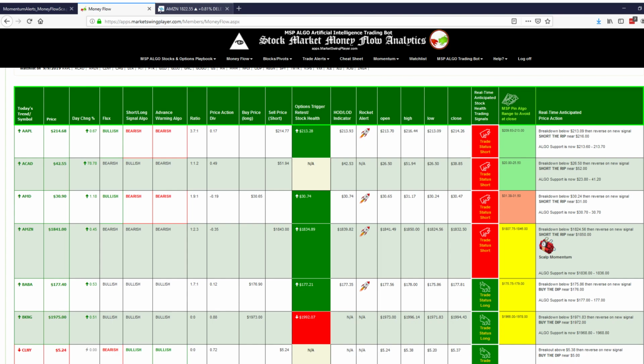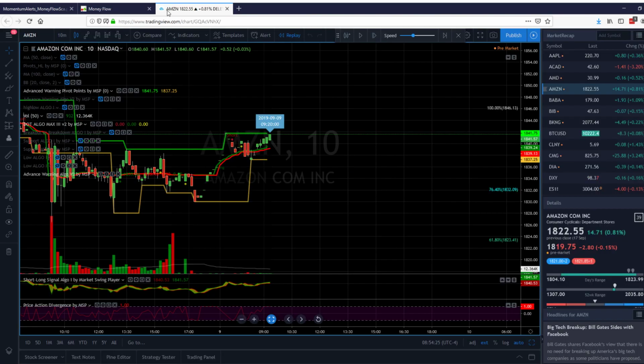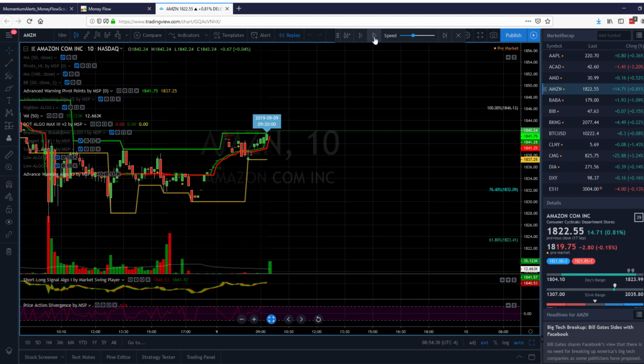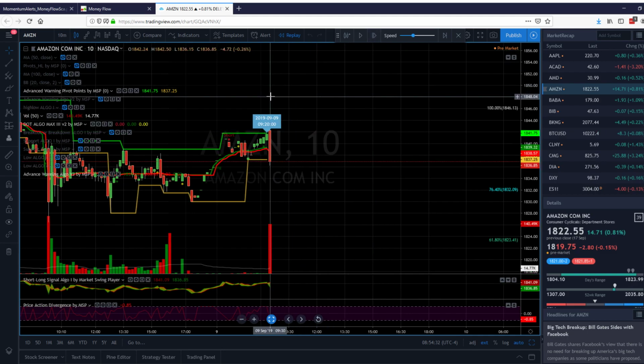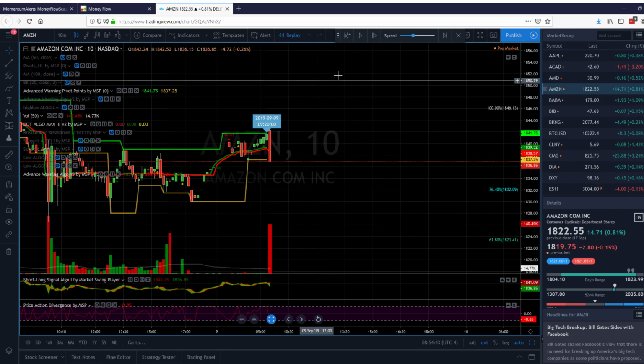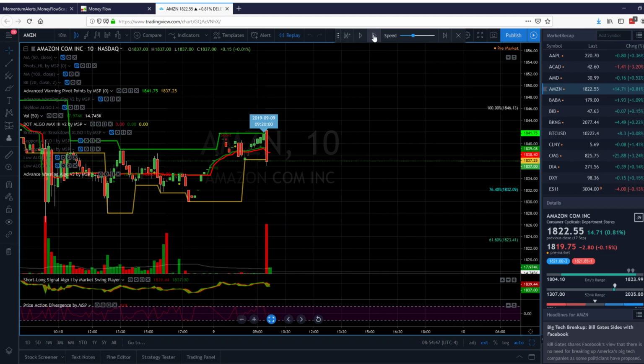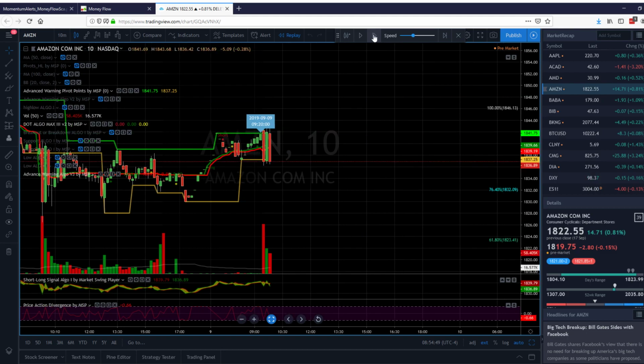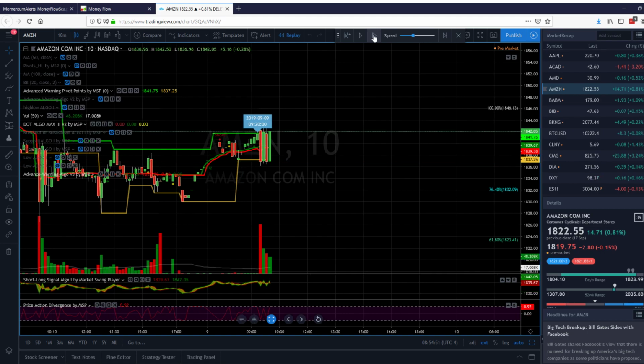Okay, so let's go back to Amazon, and we're gonna look and see what price did at market open. So at market open, it opened at 1842. It looks like it hit that 1836. So we'll keep going here. So it looks like it's just chopping.